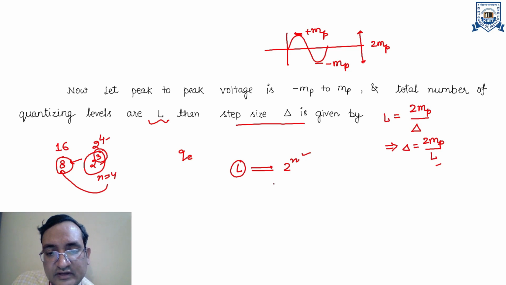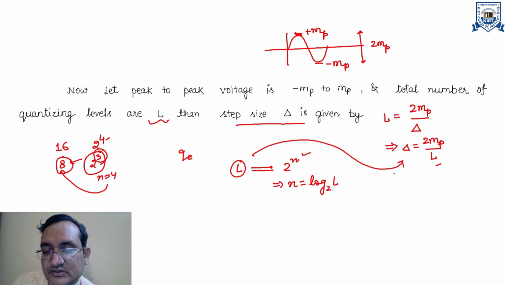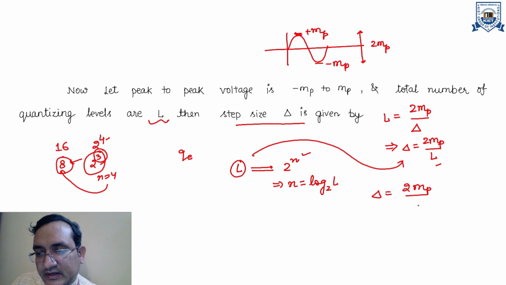So you can clearly put this value of L in this expression. So you will get the step size in terms of number of bits, that will be twice of MP divided by 2 to the power n, right? So that will also be MP divided by 2 to the power n minus 1. You can also say that.